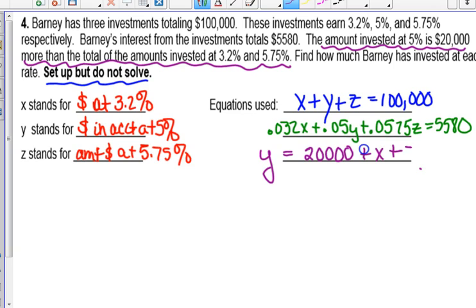X plus z. If you were doing a matrix, you would want to do like negative x plus y minus z equals 20,000. And I would count it right if you decided to rewrite it that way, but you don't have to for that question because you're not solving anyway.